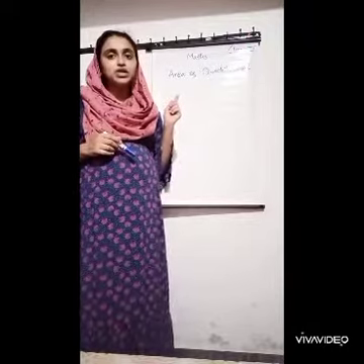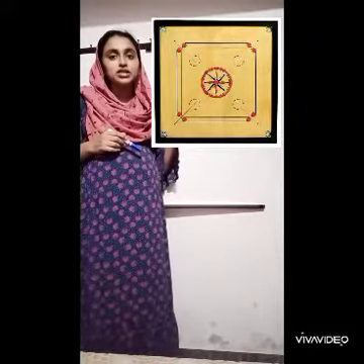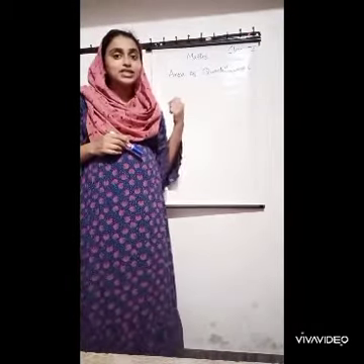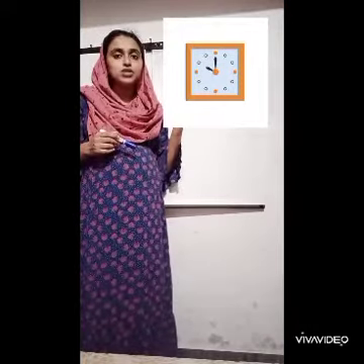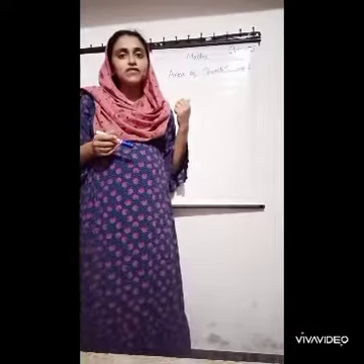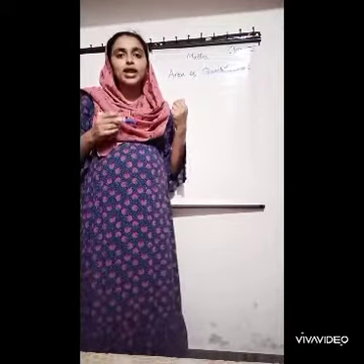Just look at this picture. What is the shape of that picture? Yes, very good. It is square in shape. And this picture? Yes, it is also square. I think all are very familiar with square and rhombus. What is the difference between square and rhombus?